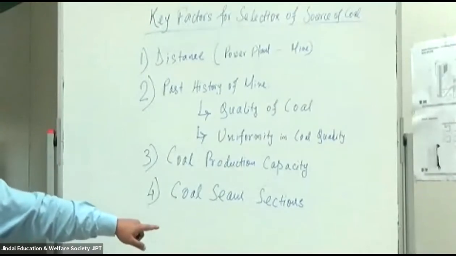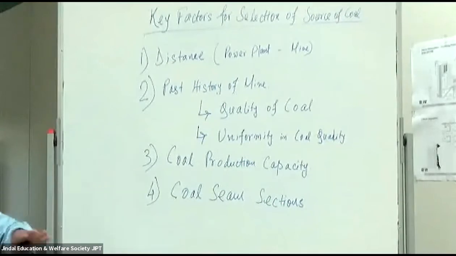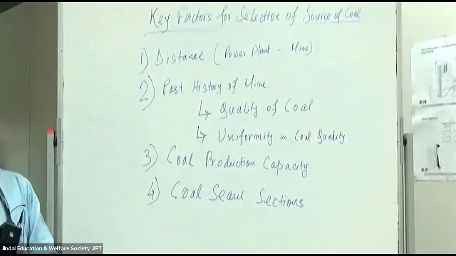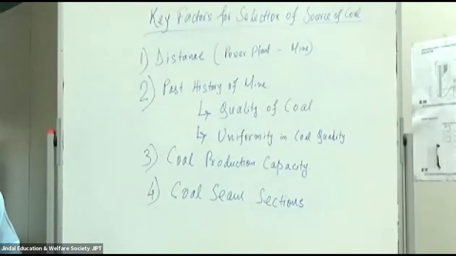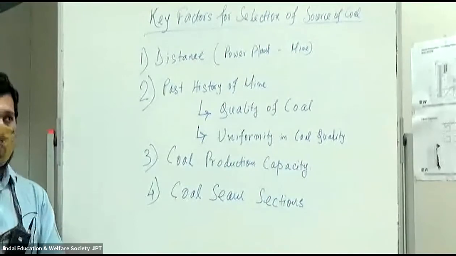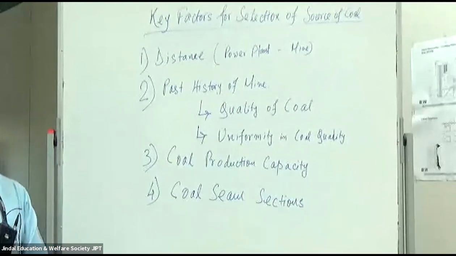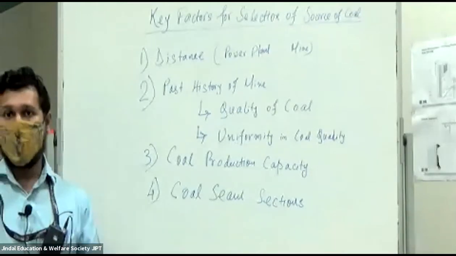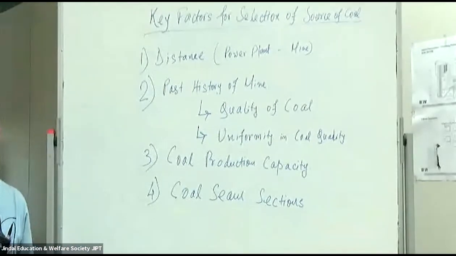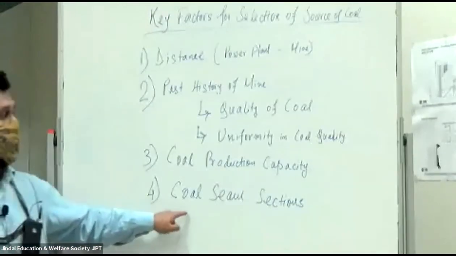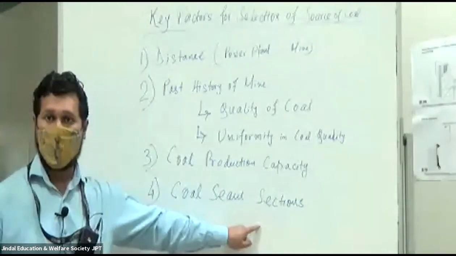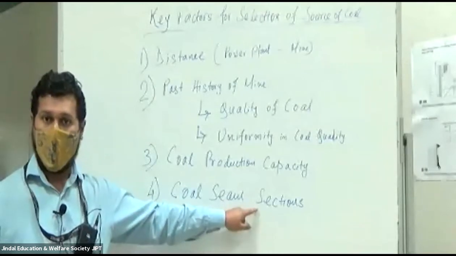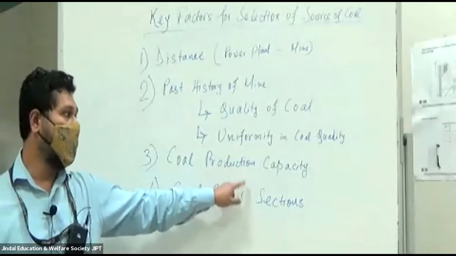Whenever coal is formed in the geological process, it is formed layer by layer. The deeper you go under the ground, the better quality of layer and coal you will get, because the deeper you proceed, the higher the pressure and temperature that help form better quality coal. So how many coal seam sections are available in that mine, what are their grades, and what are their production capacities?